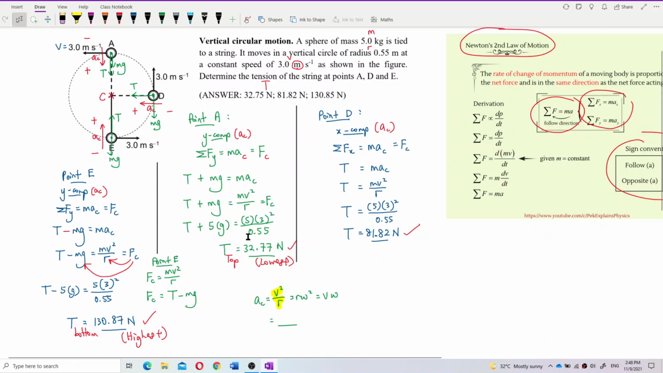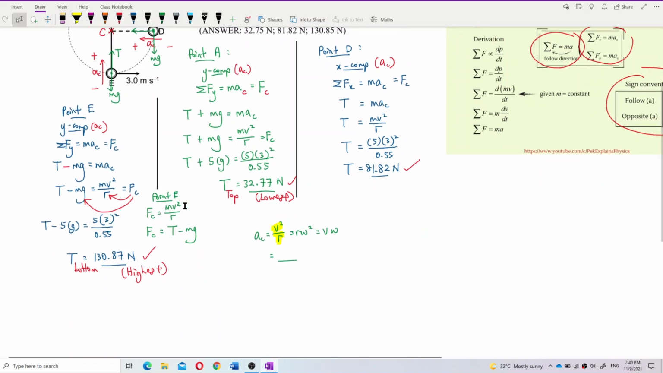You see, only 32 Newton. But at the bottom here, the tension of the string is very taut. It has 130 Newton. So here has very high tension, here has very low tension. So the string is easiest to break at the bottom because it has the highest tension of the string when the ball is at the bottom.